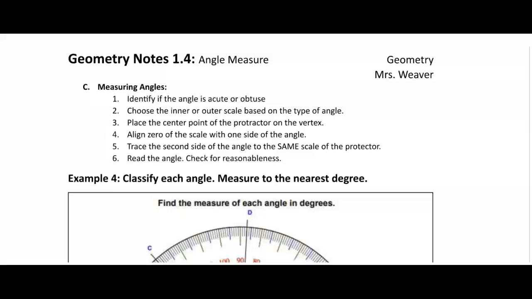All right, we're going to pick up with measuring angles. This is still under classifying angles. It's important when we measure angles that we first identify, is the angle we're measuring acute or obtuse? This is because our measuring tools have two different scales on them, one for an acute angle and one for an obtuse one. So we need to choose the correct scale based on the type of angle we have.